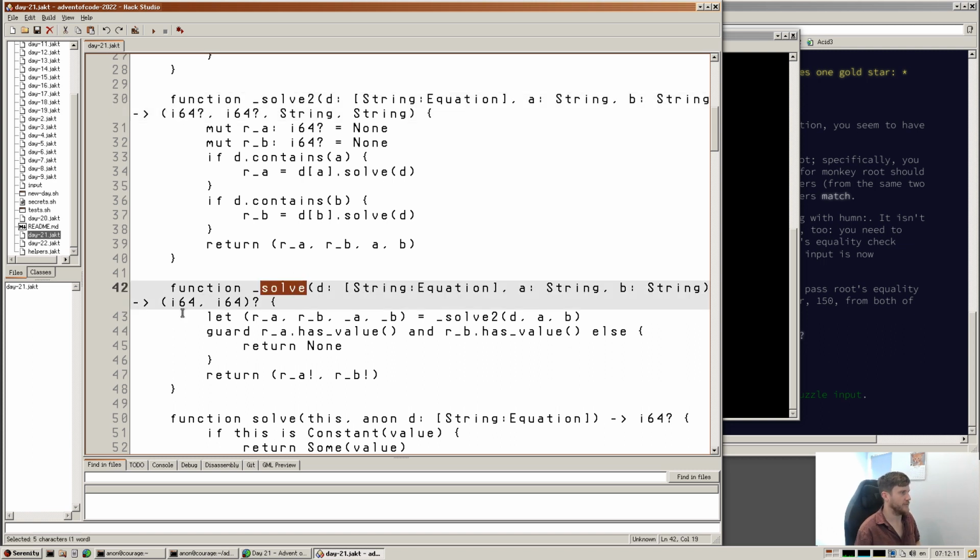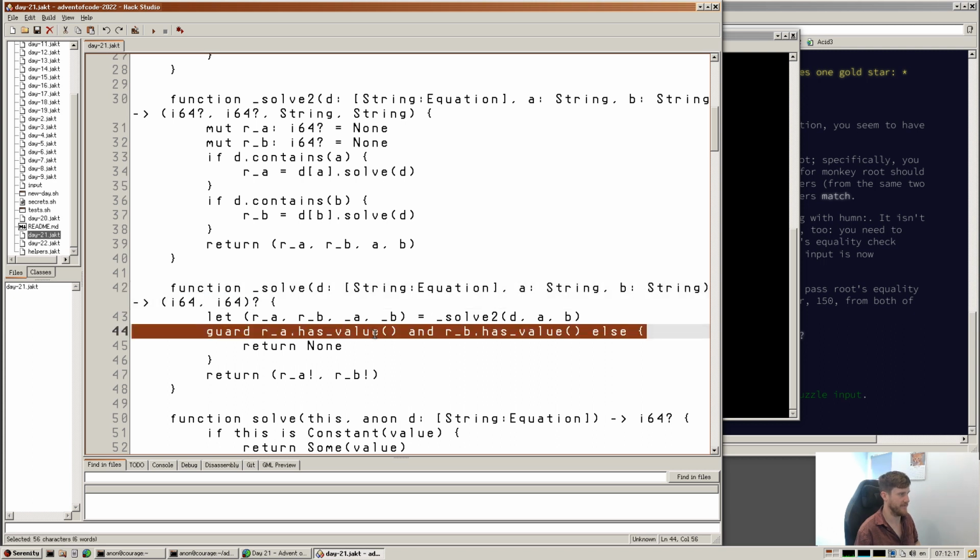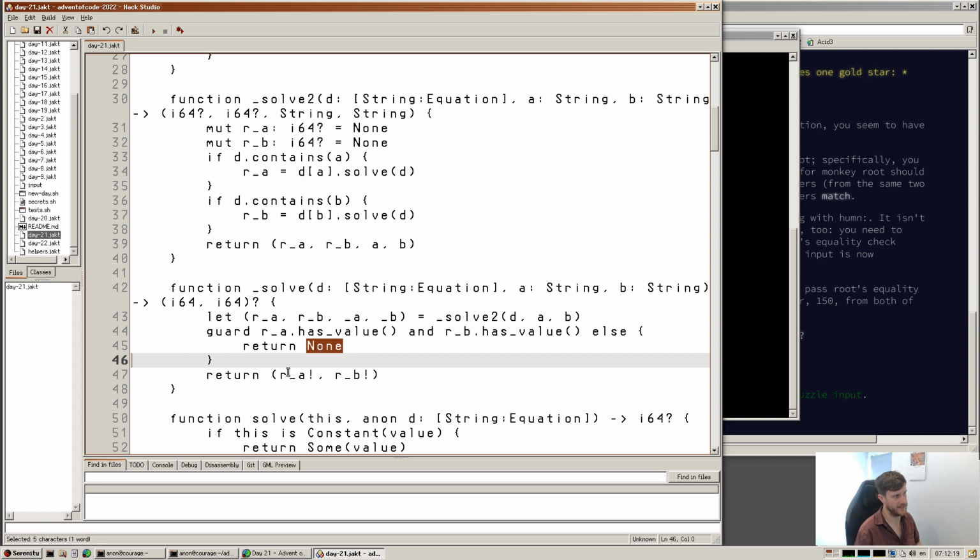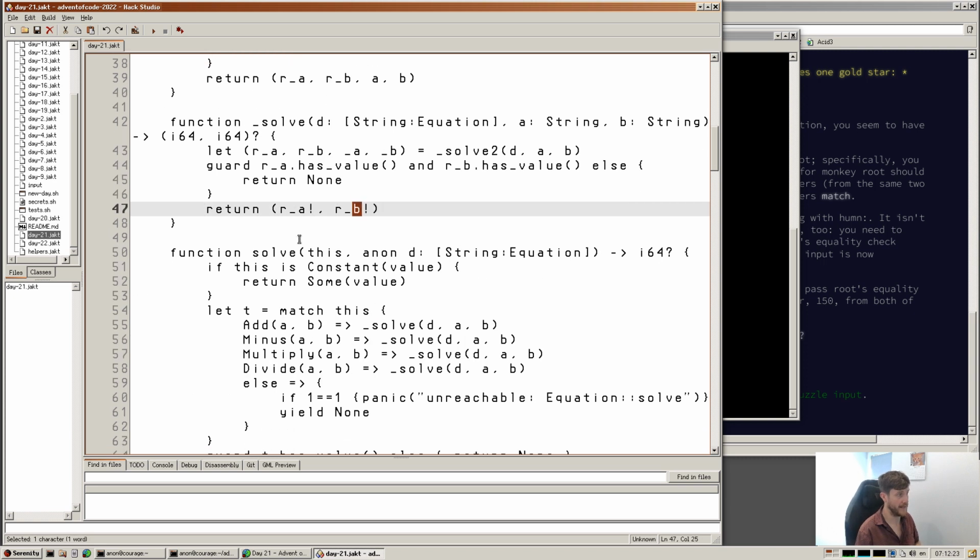Whereas solve, we just want to return the actual results, but as an optional. So if we don't have the value, we just want to return none, and then we want to unwrap the results in there, which is useful for part 1 because it should never be none, it should always be solvable.